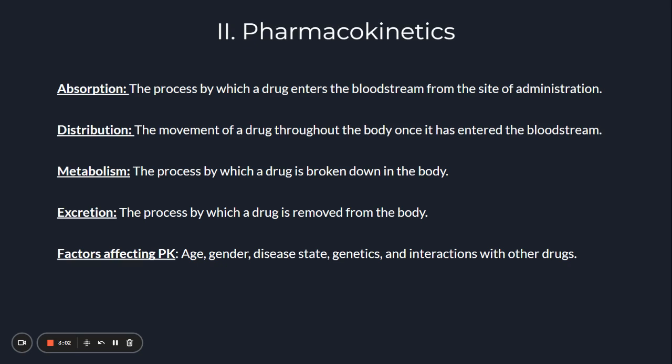It helps to understand how drugs work in the body, how long it takes for the drugs to reach their target site, how long the drugs stay in the body, and how the body gets rid of the drugs. Because once we understand PK, it helps to predict the drug's behavior in the body, and then we can adjust the dose, frequency, and the route of administration to achieve optimal therapeutic effects with minimal toxicity, which is our goal.